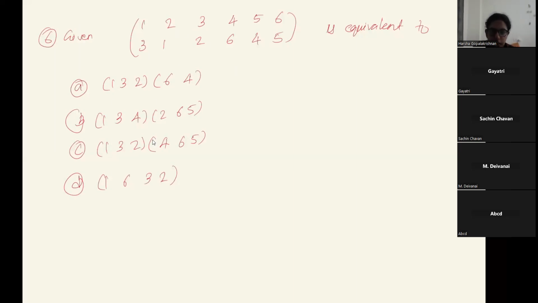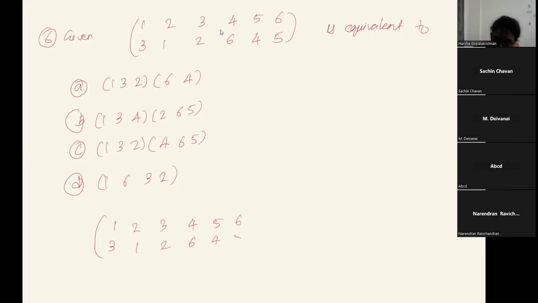Can anyone say what is the answer? Any idea which is the correct answer out of this? The only thing is we need to write this permutation in cyclic representation, and then find the matching representation. Okay, let us just write this. The question is given as 1, 3, 2, 4, 6, 5. I am writing it in cyclic representation.